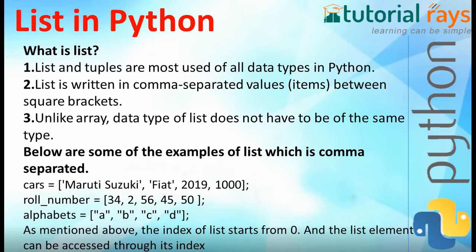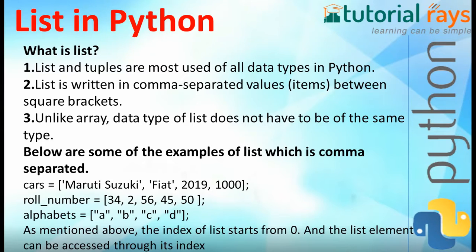The second point is, a list is written comma separated. You have already seen in the data type section that values are separated by commas between square brackets. Unlike an array, the data types of a list don't have to be of the same type. If you come from a C, C++, Java background, then you might be aware that the data type must be the same. Either you can store integers or strings in a single array. But unlike an array, in a list you can store data of varied types. Below are some examples of lists which are comma separated.